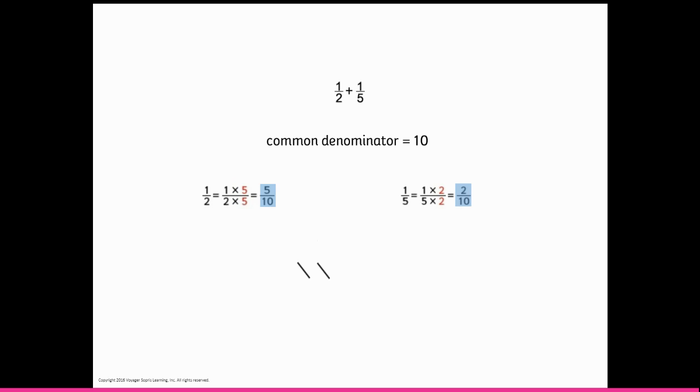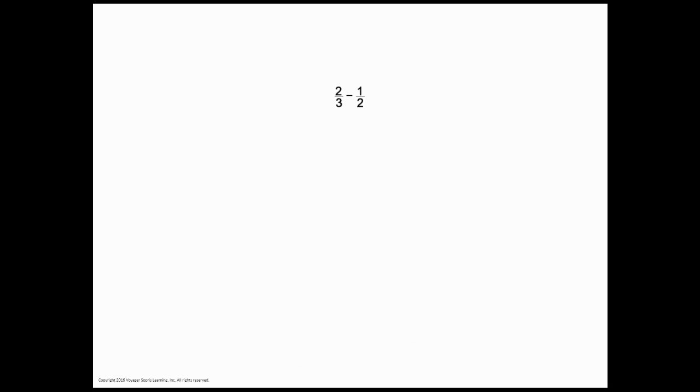Now we add the equivalent fractions. 5 tenths plus 2 tenths is equal to 7 tenths. So the sum of 1/2 and 1/5 is 7 tenths, just like we looked at on the rods. We can also use this method to subtract fractions with different denominators. We will find the difference of 2/3 and 1/2 using the common denominator of 6.